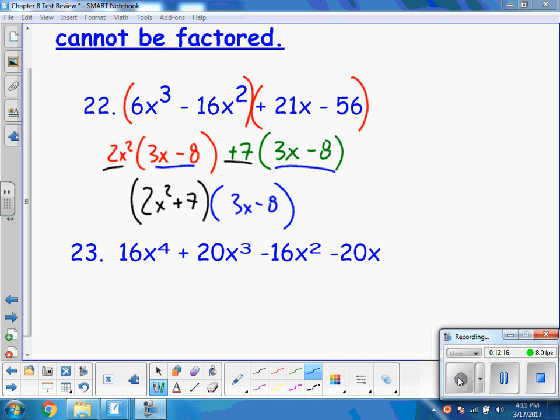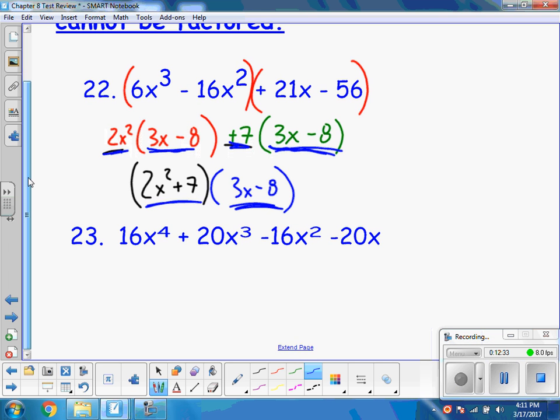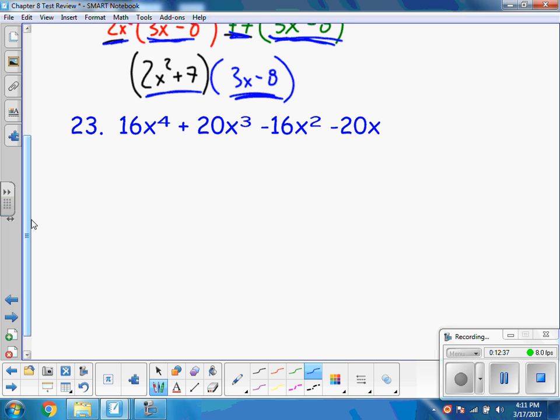All right. So I found when I grouped them, I factored out 2x squared from the first one, factored out a 7 from the second one, ended up with 3x minus 8 in both. So I know I can combine these two to make my first term, and because those are doubled, that makes up my second binomial. All right, if you didn't get a chance to do number 23, press pause and give it a try.